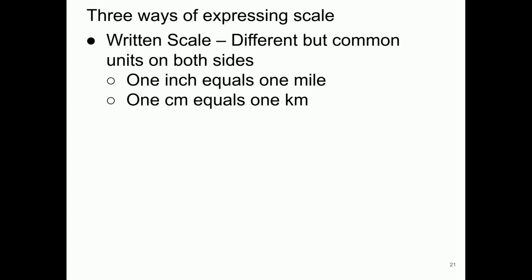A written scale has different but common units on both sides. So 1 inch equals 1 mile. That's an example of a written scale. 1 centimeter equals 1 kilometer. That's an example of a written scale. I mean, all the scales are written down, right? But written scale has different but common units on both sides.